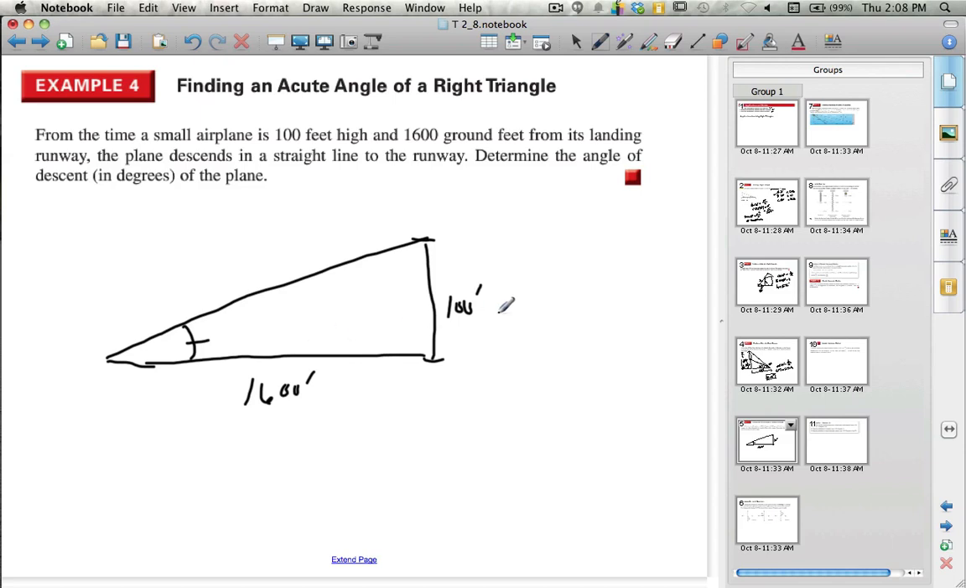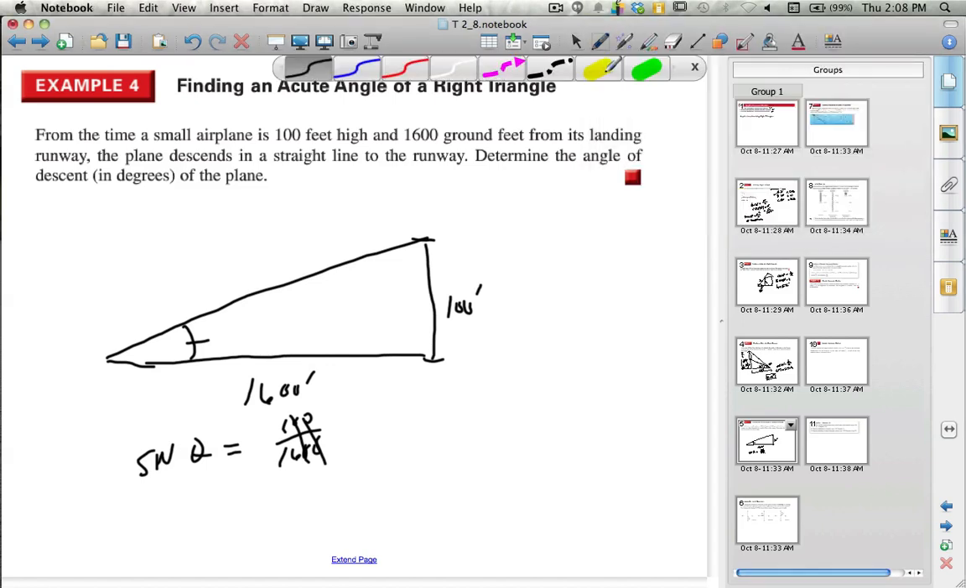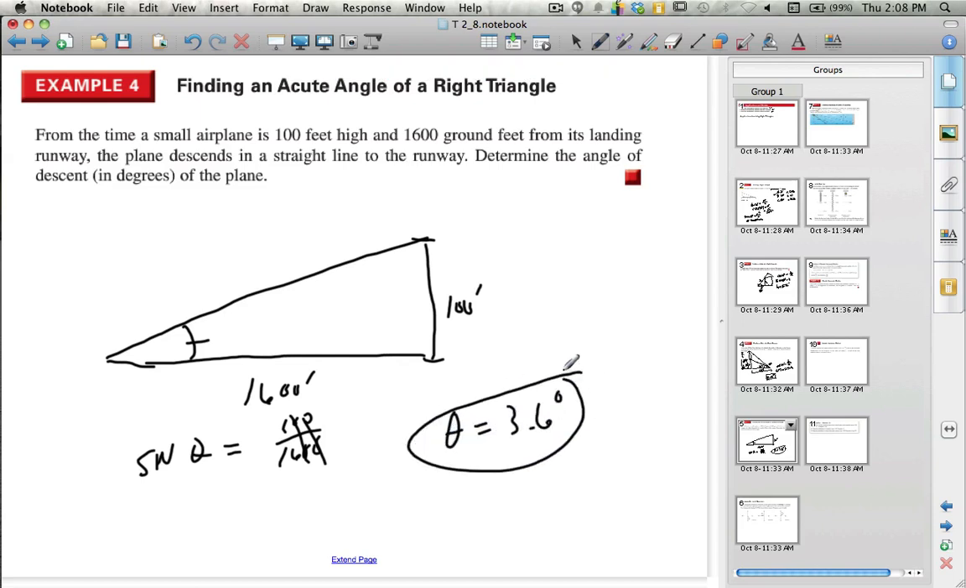So now they give me two different sides and they want to find theta. I know that the sine of theta is going to be 100 over 1,600. That's going to be 1/16. So if I go back to my calculator and I do 1 divided by 16 is equal to that. And then if that's the sine and I want to know the angle, I use the inverse sine function. And the answer is 3.6 degrees. Okay, so theta is equal to 3.6 degrees.